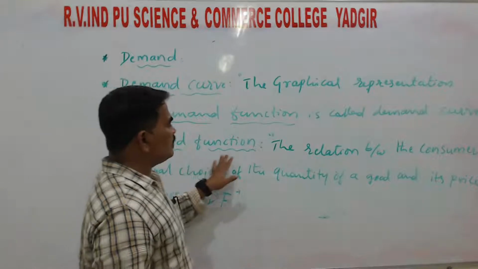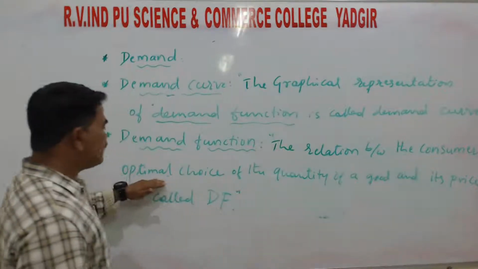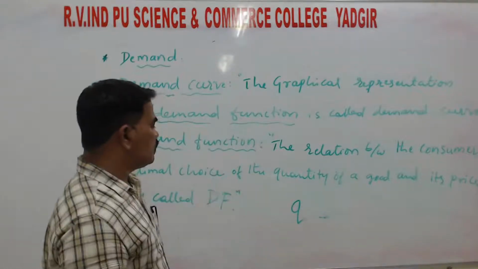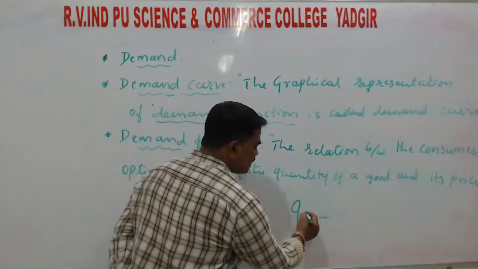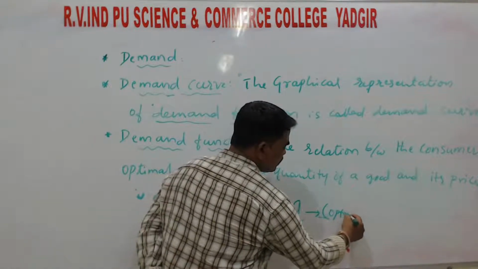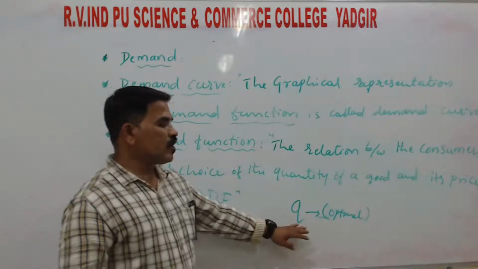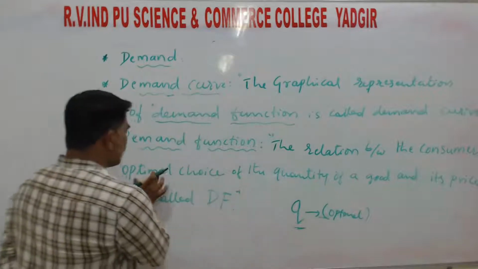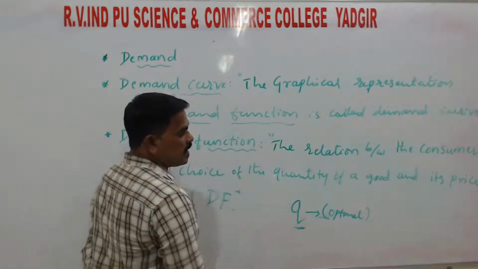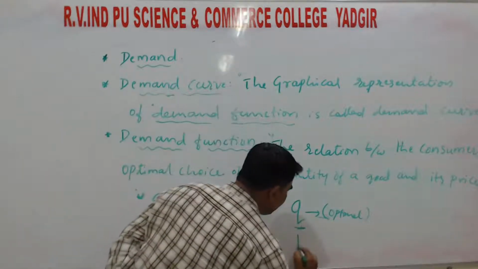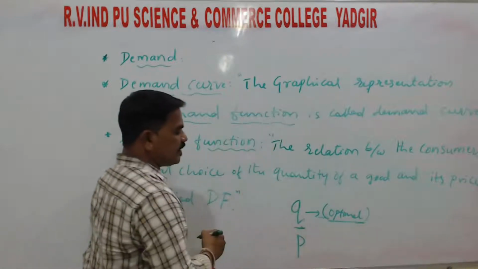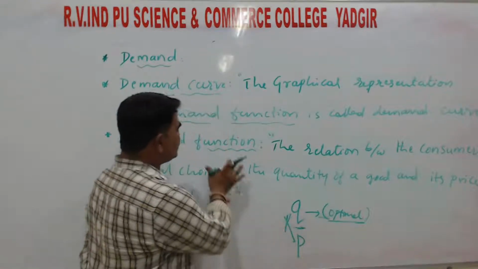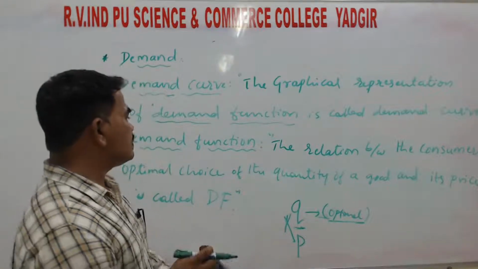So what do you mean by demand function? Here, the relationship between the consumer's optimal choice of a quantity of a good, as we know, he wants to select the quantity optimally. His choice is always optimum. He wants to go for the optimum bundle. That we call it as optimal choice, correct? So the optimal choice of quantity of a particular good, and its price. So what is the relationship between the goods he optimally selected? What is the quantity and what is its price? The relationship between these two we call it as demand function. So we will try to understand with an example here.